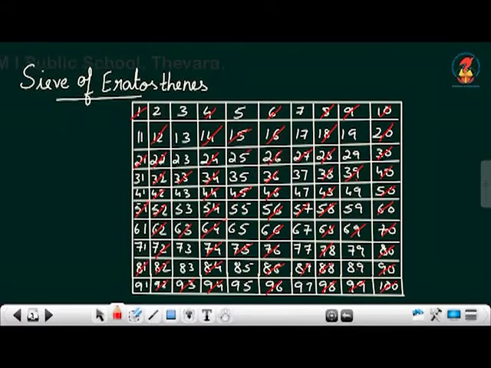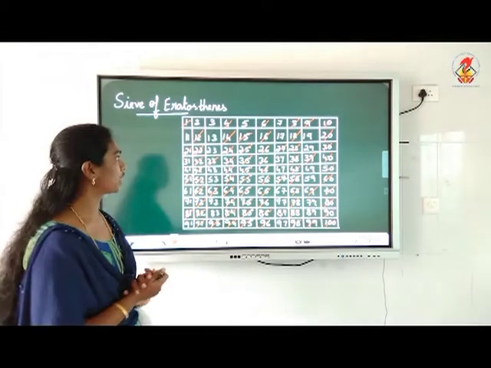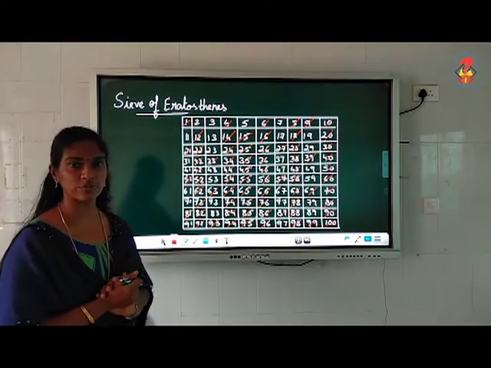So, here what is left you cut off. 25 is a multiple of 5. 35 is divisible by 5. 55 divisible by 5. 65 divisible by 5. 85, 95. Then in this line, everything is cut off. Already it is cut off. So, you have crossed out all the multiples of 5.